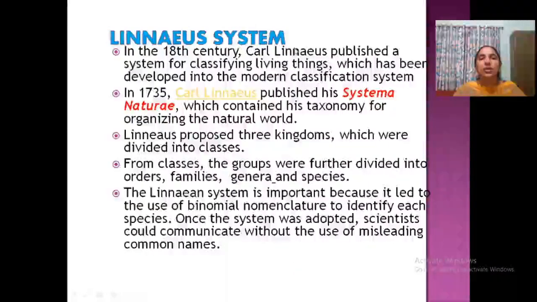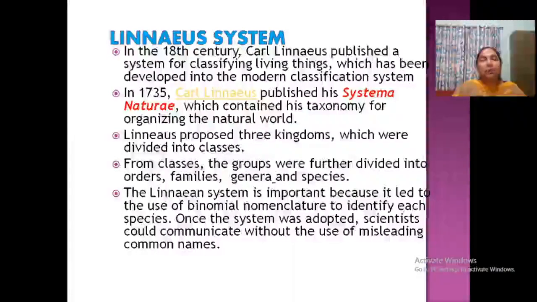Then we have to know something regarding two systems. One is the Linnaeus system and the other is Bentham and Hooker. So, what is the Linnaeus system? Carolus Linnaeus published a system of classifying living things and developed a book, which I already discussed: Systema Naturae, first in 1735. Then Species Plantarum. So, the 18th century is his period. He grouped everything into three kingdoms. The kingdoms were divided into classes, and the classes into orders, families, genera and species.